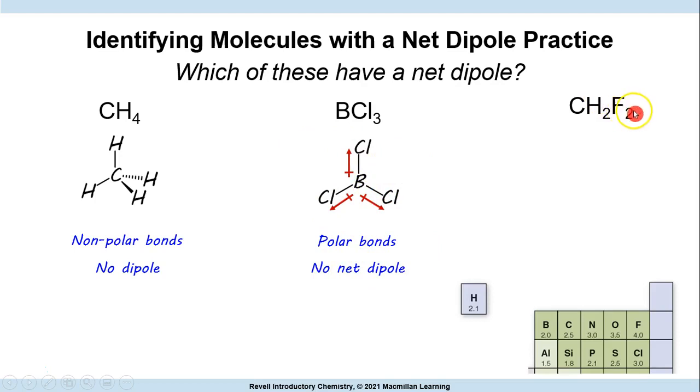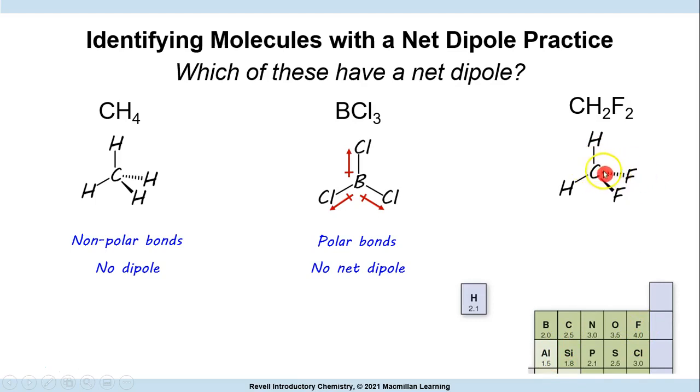What about difluoromethane? Let's see the Lewis structure. For difluoromethane, let's look at hydrogen and carbon. Hydrogen is 2.1, carbon is 2.5. The difference is 0.4, so the carbon-hydrogen bond is not polar. Now let's look at the carbon-fluorine bond. Carbon is 2.5, fluorine is 4. So that makes a difference of 1.5.